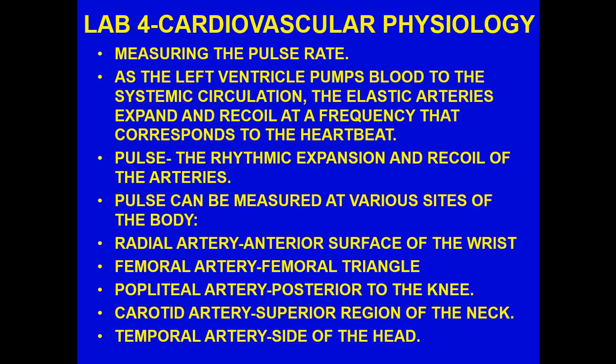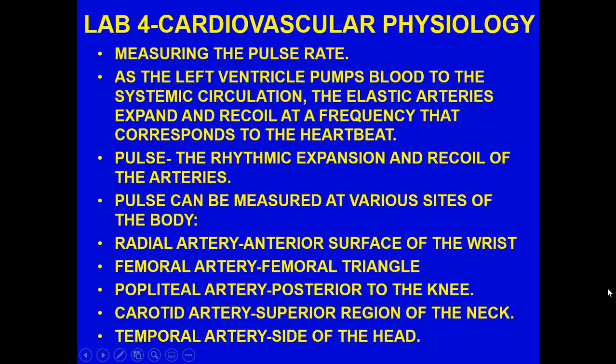Now, radial artery is the most common, anterior surface of the wrist. You have also the femoral artery, where the femoral triangle is, the popliteal artery, posterior to the knee, the carotid artery, superior region of the neck, and then the temporal artery on the side of the head. Okay? The most common is the radial artery, but there are some of these others.